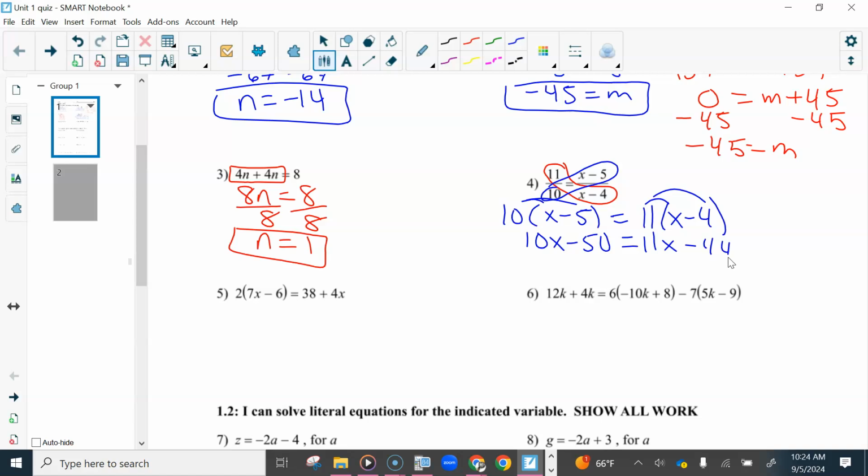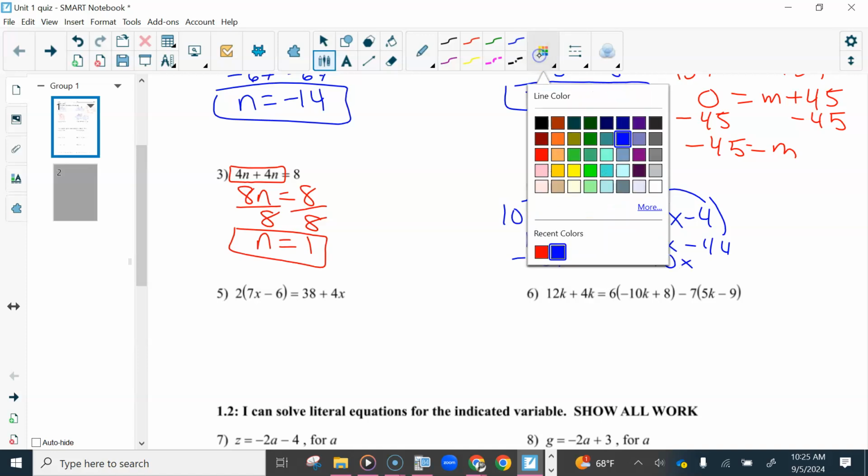Then you had choices, what you wanted to move. It did not matter if you did this in one step or two. When you are moving variables across the equal sign, make sure you keep the variable with it. Don't do this, because these would not be like terms. I have to keep that variable with it. But the numbers you could just move.